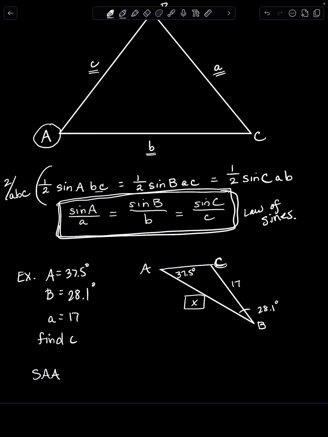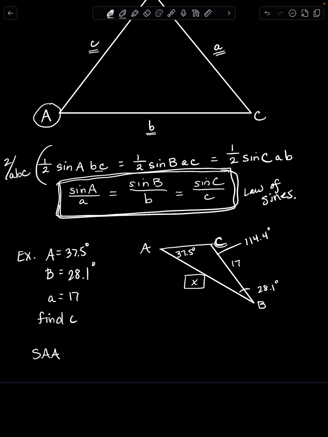And continuing on, I need to set up a proportion. So I'm going to need angle C in order to do that. If I'm given 2 angles, I know how to find that third angle, because I just subtract the other 2 angles from 180, since the sum of the angles in a triangle is 180. So we've got 180 minus 37.5 minus 28.1, which means angle C is 114.4 degrees.